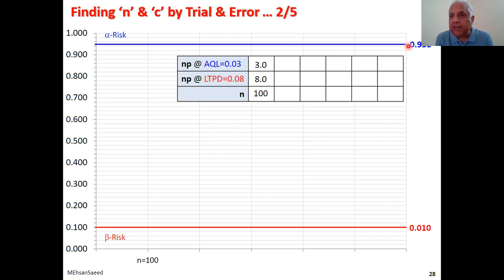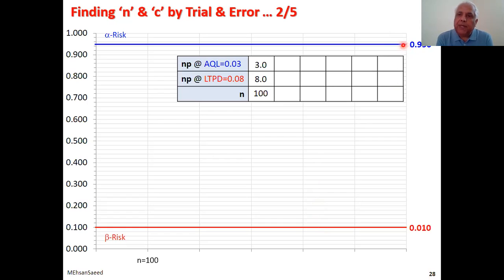Remember, alpha risk is 5%. So complementary of 5% is 95%. That means we will look for a probability value which should be at least 95. It should be 95 or more, because we have to plot alpha risk above this line, and by the same logic, beta risk below the red line.